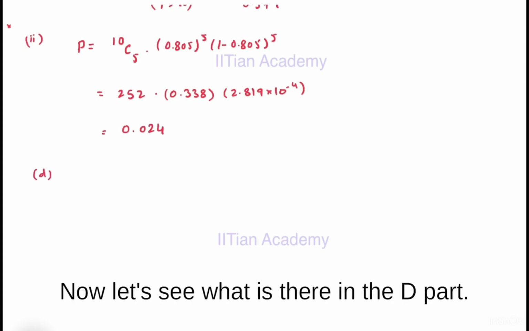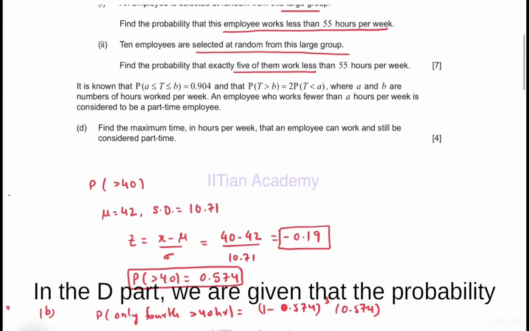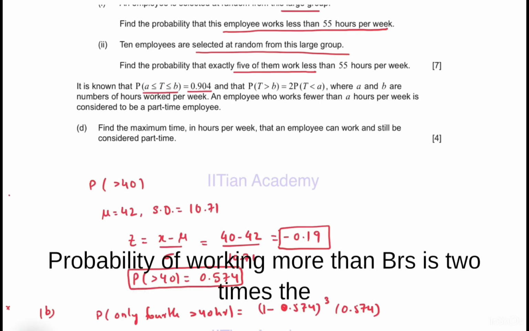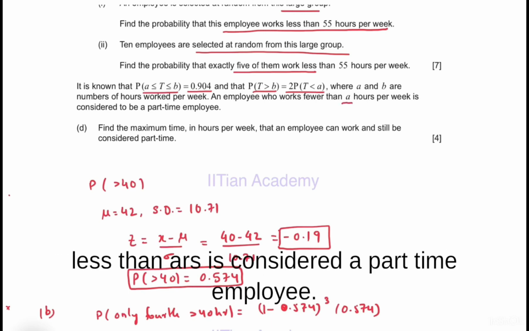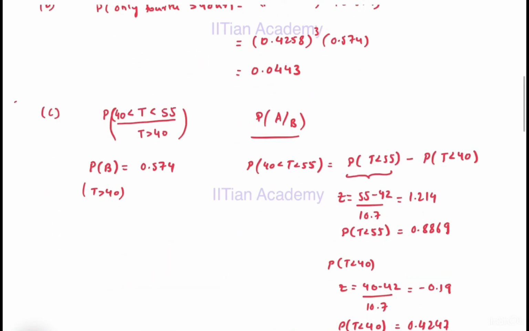Now let's see what is there in the D part. In the D part, we are given that the probability of working between A and B hours is 0.904. The probability of working more than B hours is 2 times the probability of working less than A hours, and anyone working less than A hours is considered a part-time employee. So we have to find the maximum time. So we have to find the value of A.